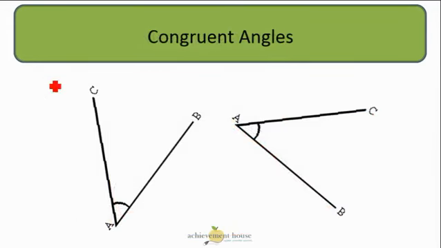And this is the first time I'm going to introduce the term congruent. Congruent means having equal measure. So the same measure. If I have two angles that are both 52 degrees, then those two angles are congruent. So as long as this angle is the same amount of degrees as this angle, then those two angles are congruent.